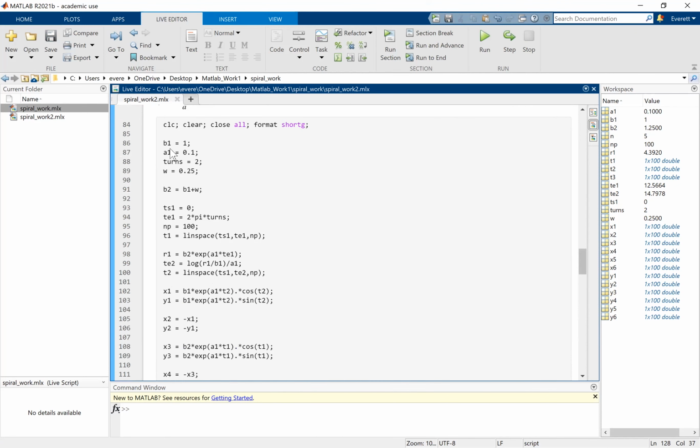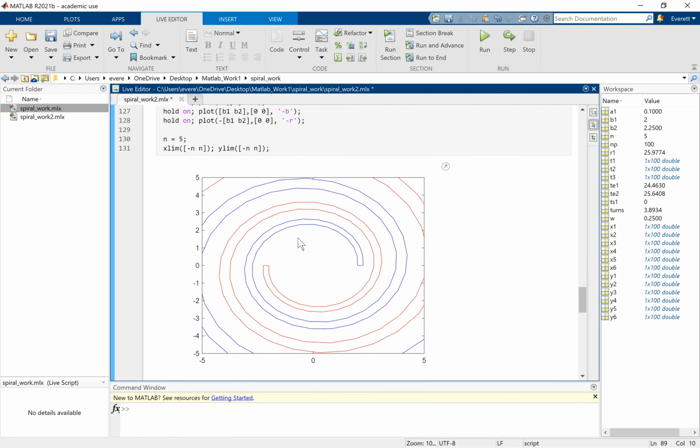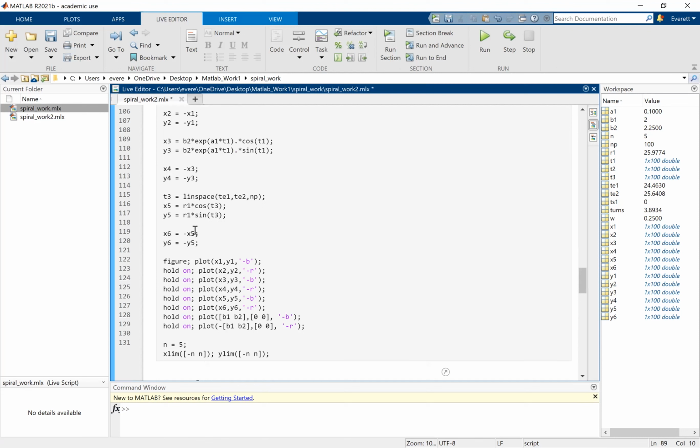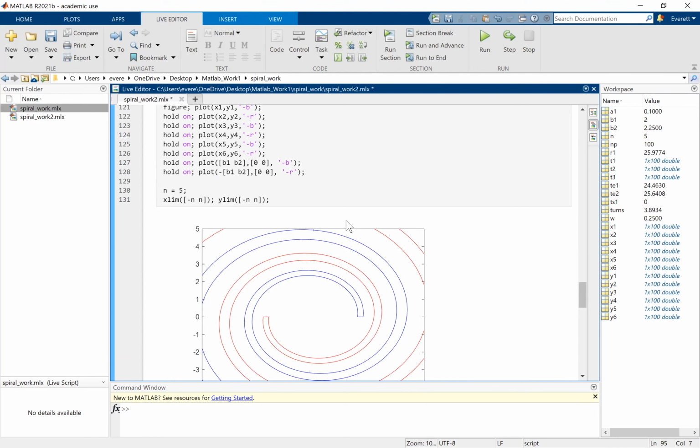So we can change B1, you can change A1, you can change the number of turns you need, or the initial width here. So if you wanted to make B1, let's say 2, and maybe the number of turns something wild like 3.8934, and you were to run that, you see it's a very robust design. It holds together. Although we do need more points, more than 100, let's try 300. All right, yeah, much better curvature here. Wow, yeah. It's really cool.